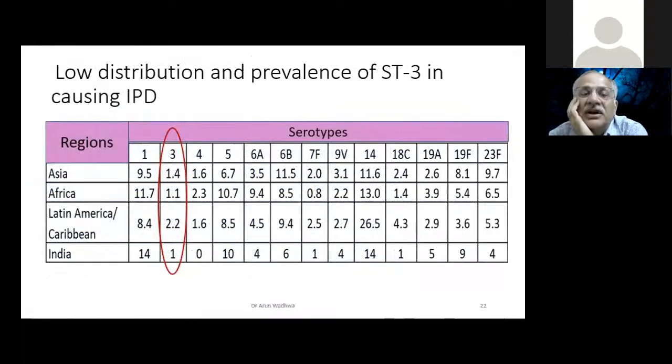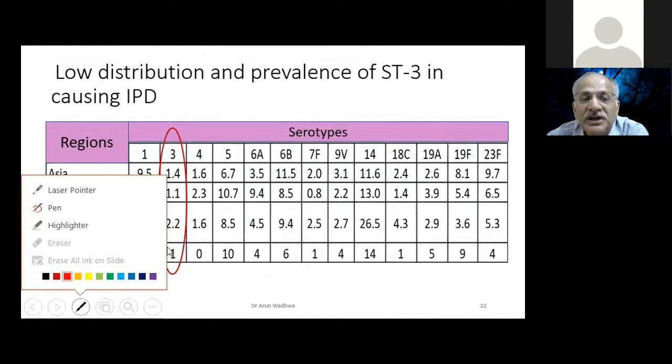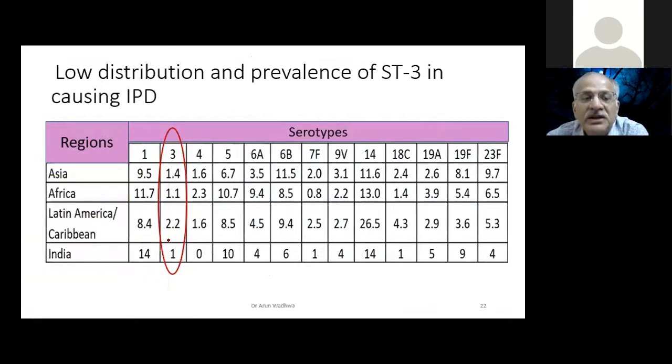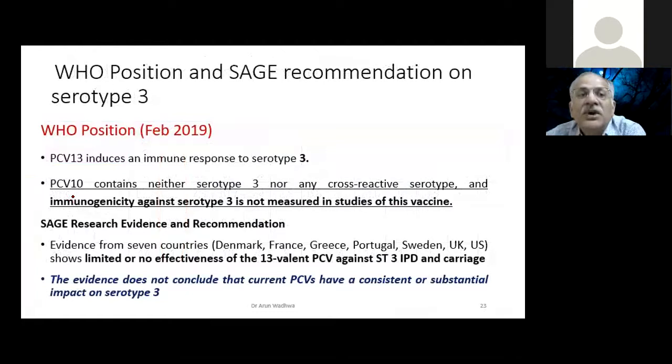What about the distribution? Distribution is also less. If we see Asia, Africa, Latin America, and India, we should look at India here. So it is only 1%. Only 1% is the amount of serotype 3 present in our country as of now. So later on what happens, we don't know. But as of now, it's only 1%. What does WHO say? WHO says that the evidence does not conclude that the current PCVs have a consistent or a substantial impact on serotype 3.